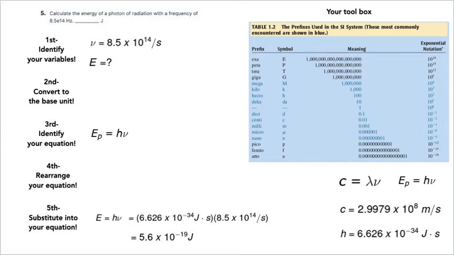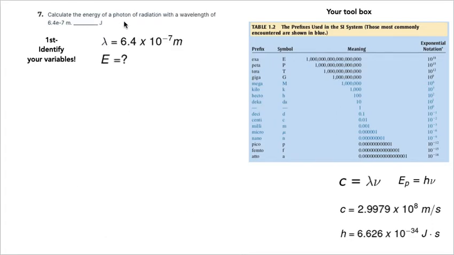Let's take one more problem. Calculate the energy of a photon of radiation with a wavelength of 6.4 times 10 to the negative 7th meters. So first we identify our variables. In this case, we're given wavelength. Wavelength is equal to 6.4 times 10 to the negative 7th meters. So different from the previous problem, where we were given frequency, we are given lambda, wavelength, in this case. Of course, we've already converted to the base unit, so we can skip that.